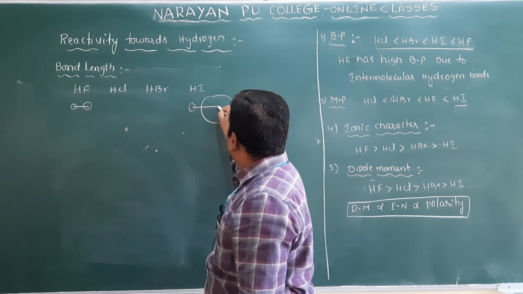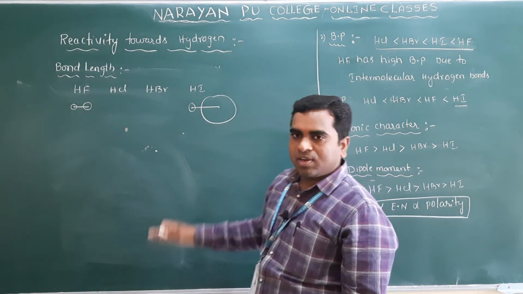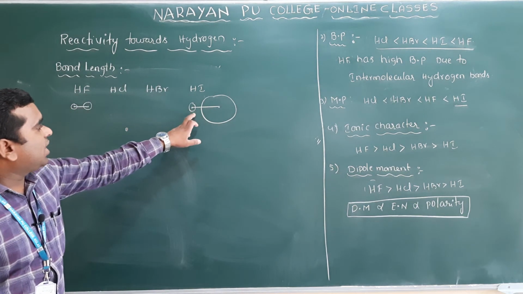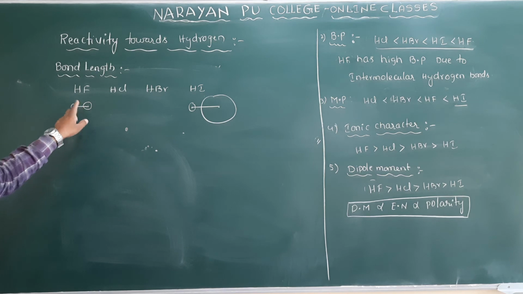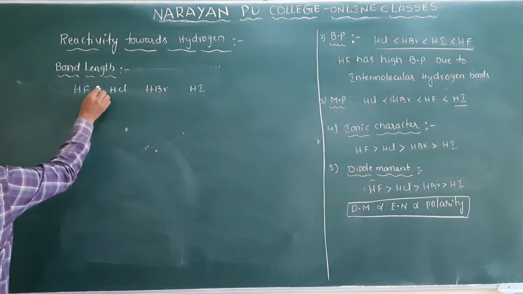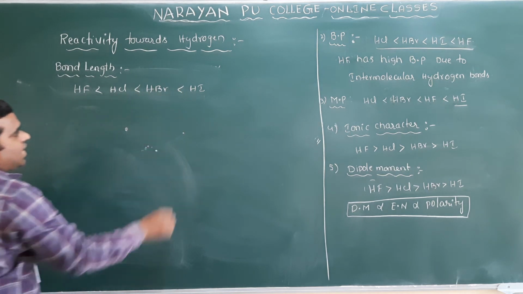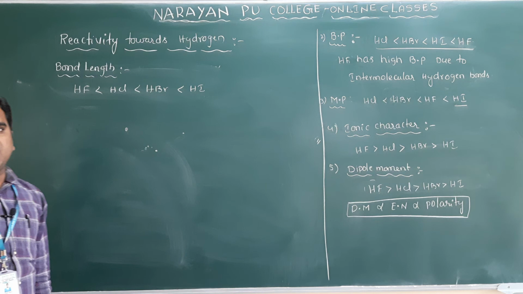This is the bond length, center to center. Clear? So where the bond length is greater, or longer, here the bond length is longer and here the bond length is shorter. So what is the bond length order here? Bond length order is in this way. Clear? HI has the highest, you can say the bond length is long.